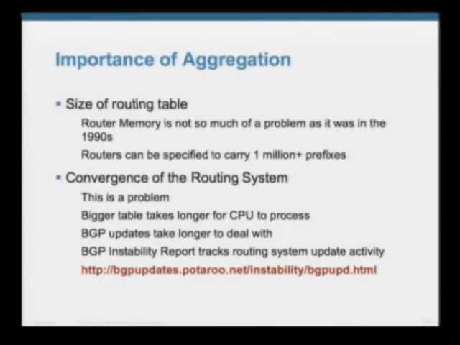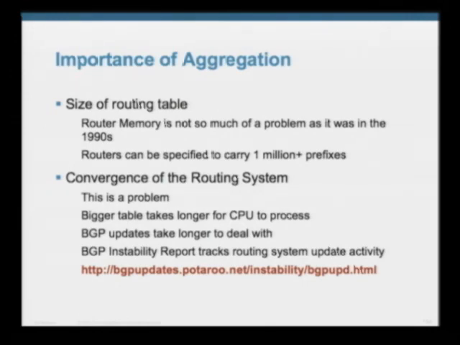So, size of the routing table, well, router memory, is that a problem? Apparently not. Routers can carry 1 million plus prefixes, 2 million, 3 million. It seems to work in the lab. Gosh, I hope it works in real life. But you can do this in the lab and it seems to be okay. You can put 4 gigs of RAM in there and it'll keep us going for a year or two.